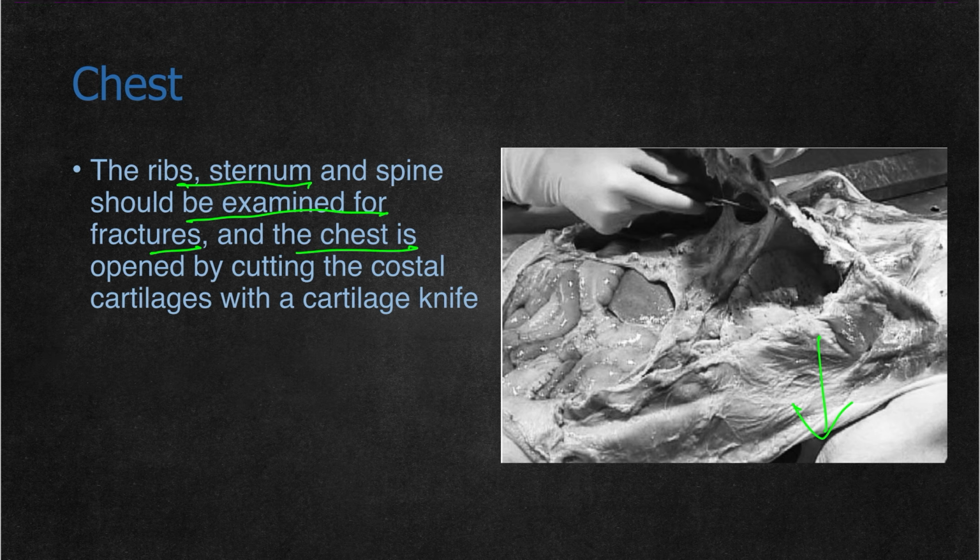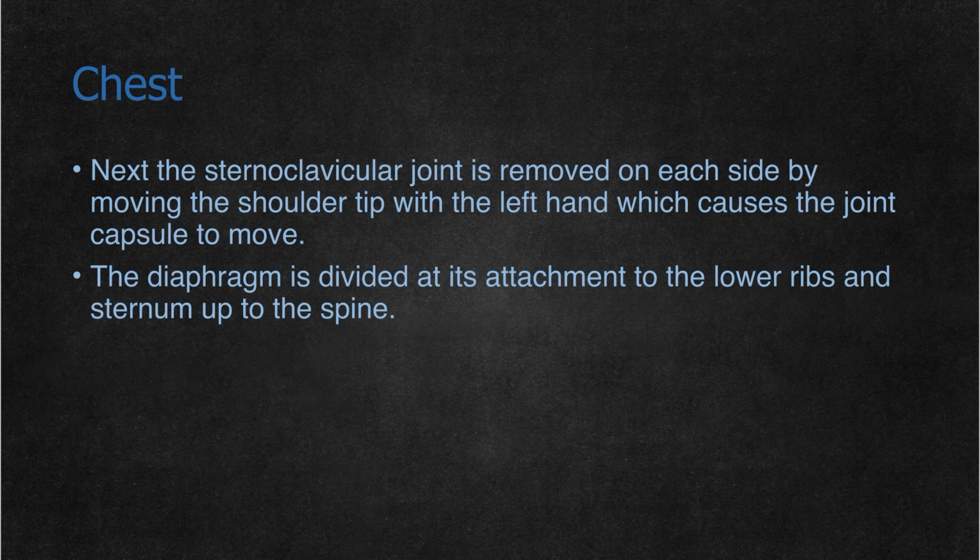Then the chest is opened by cutting the costal cartilages with the cartilage knife. So, at the costochondral junction, it is cut along the ribs. If it is in older individuals, a bone saw is used to cut along the junction. So, near the sternum and the costochondral junction, it is cut.